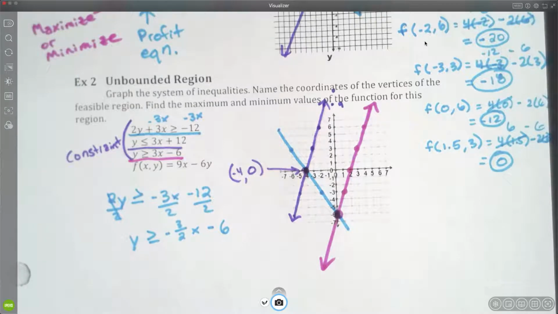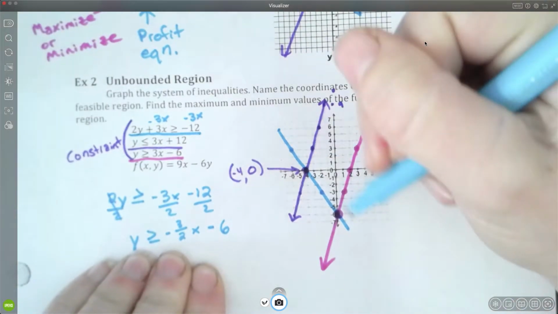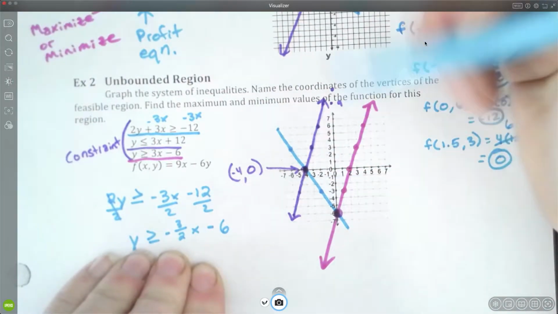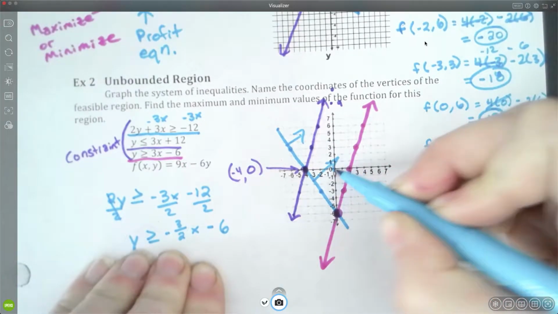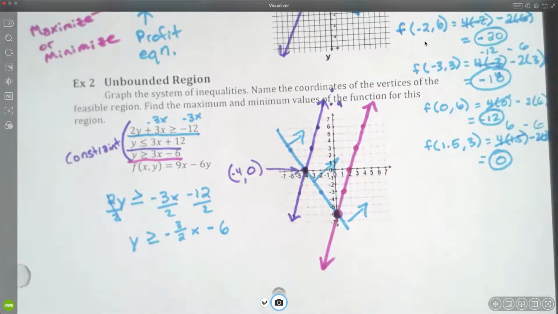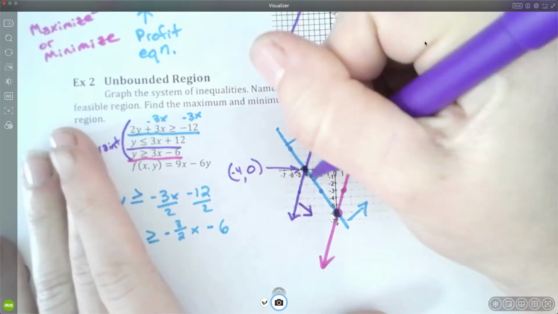Okay, so let's look at the blue one. This blue guy says y is greater than the blue line, so we're shading above here, up and up and up. The purple line says that we are shading less than the purple line. Which one is less than the purple line? To the right. So we're shading him here and here and here.